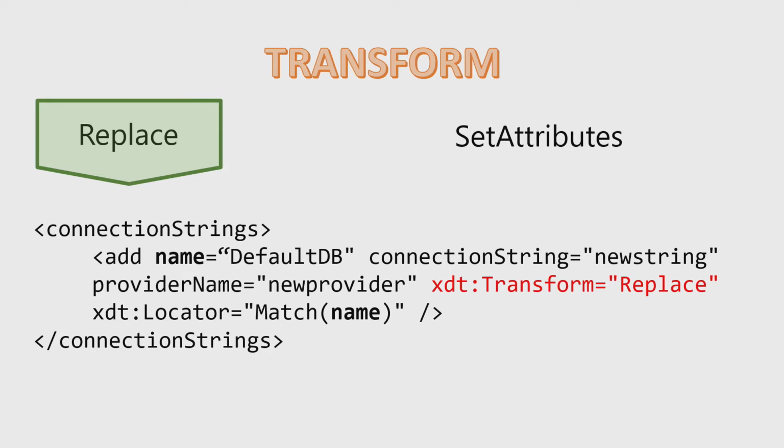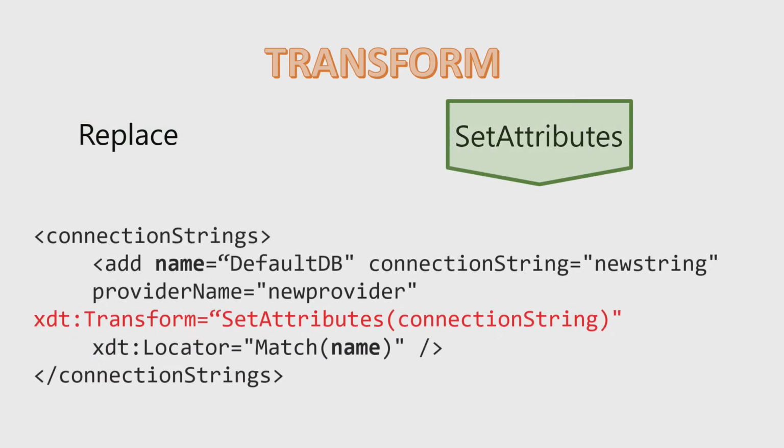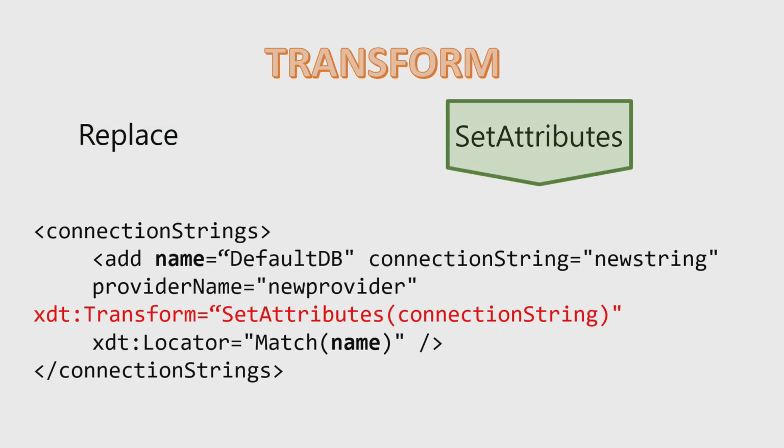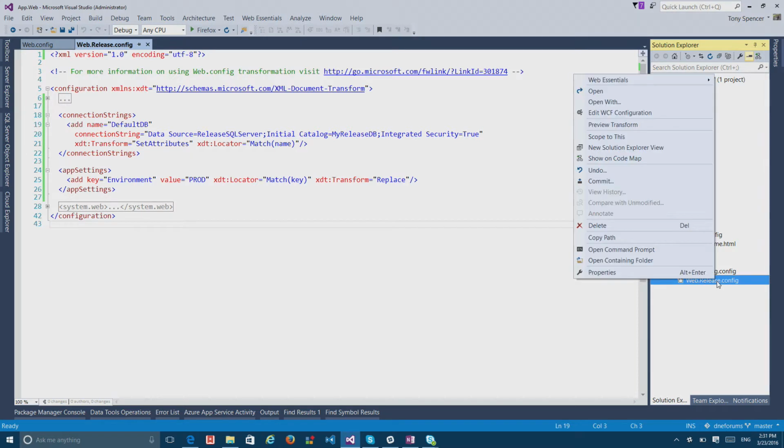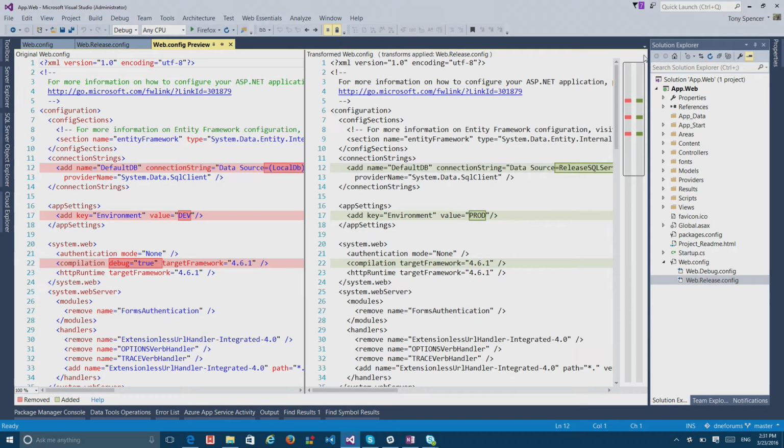In our example, if we change the transform to use set attributes, only the value found in the connection string attribute will be replaced, not the entire node. In this case, the new value of connection string will be new string. Finally, we can preview the merged Web.Config by using the Preview Transform option by right-clicking on the Web.Config file that we want and choosing Preview Transform. This will generate a side-by-side comparison of the original config and the transformed config.